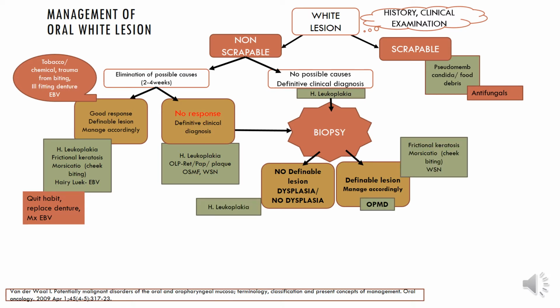So when you know you're looking at a definable lesion, it's either an OPMD, that is either a leukoplakia or a lichen planus or OSMF, or it could be a lesion which is not an OPMD like a frictional keratosis or a morsicatio or white sponge nevus. On the other hand, when you know that there is no definable lesion, you're looking for dysplasia or no dysplasia, which means you're already looking at leukoplakia clinically.